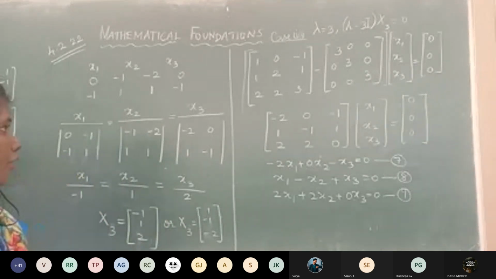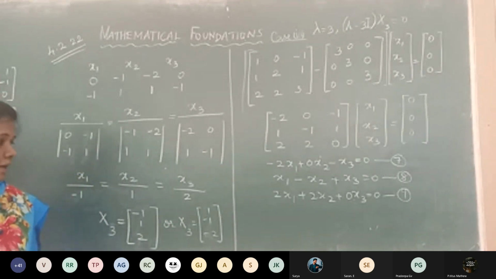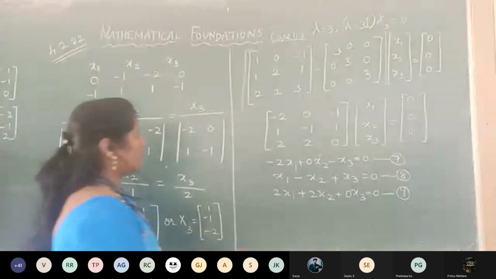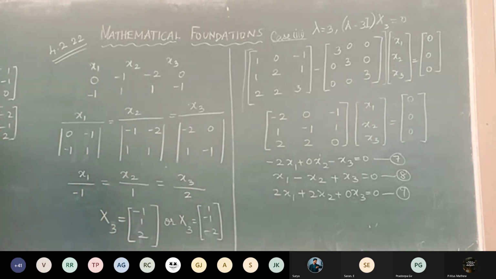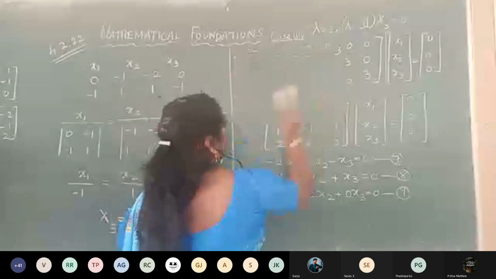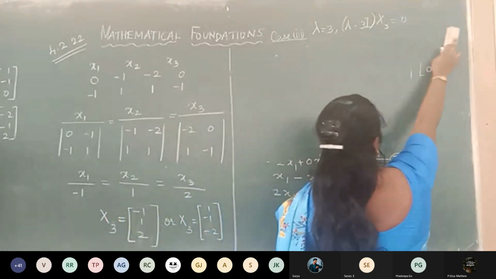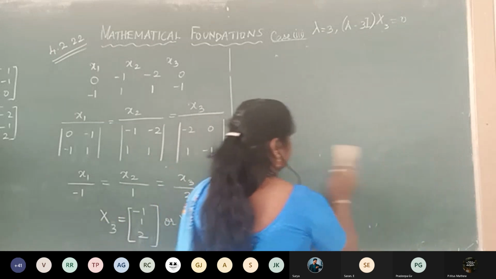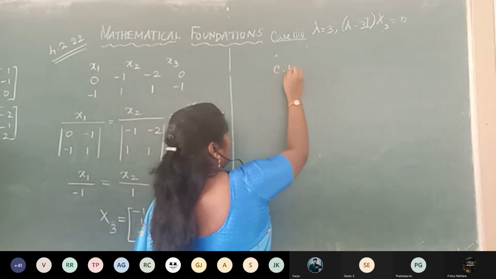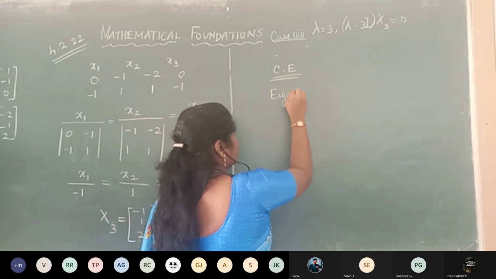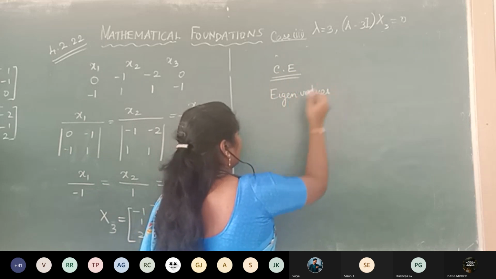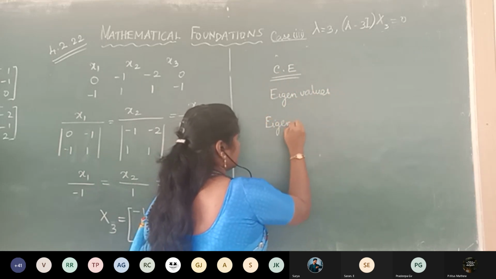So in the final, what you have to do is you have to write all the values together. So how you have to write is, have you finished this day? Write it quickly. So you will write your final answer. First you will write your characteristic equation, then your eigenvalues, then you will write it as eigenvector.